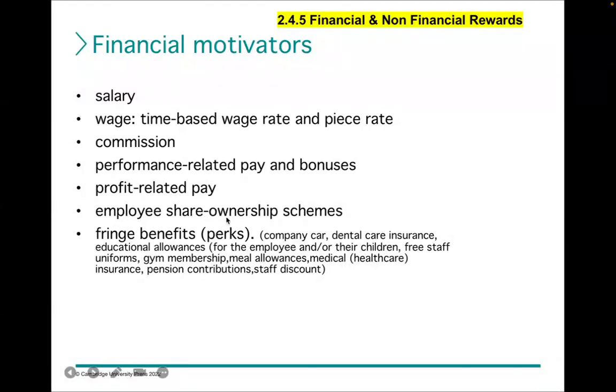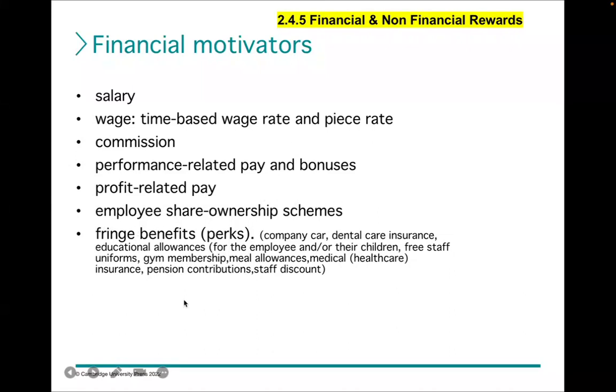Employee share ownership schemes, where sometimes after working for a certain amount of time, the company will say, okay, you can buy part of the company or be given part of the company, maybe a certain amount of shares. That will also motivate you because you feel like you're now part of the company.